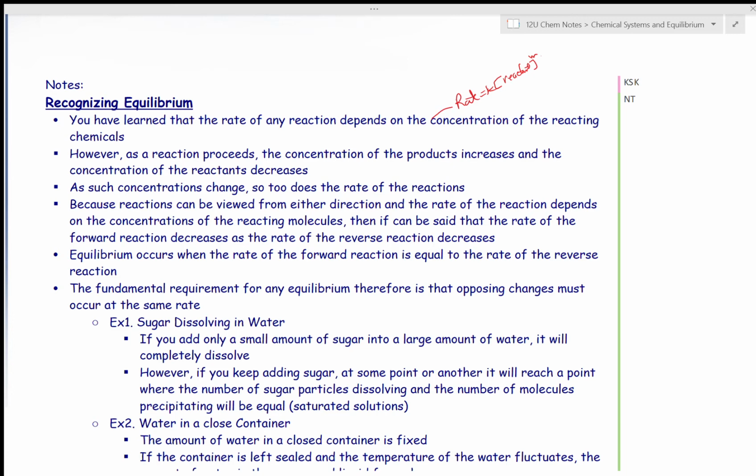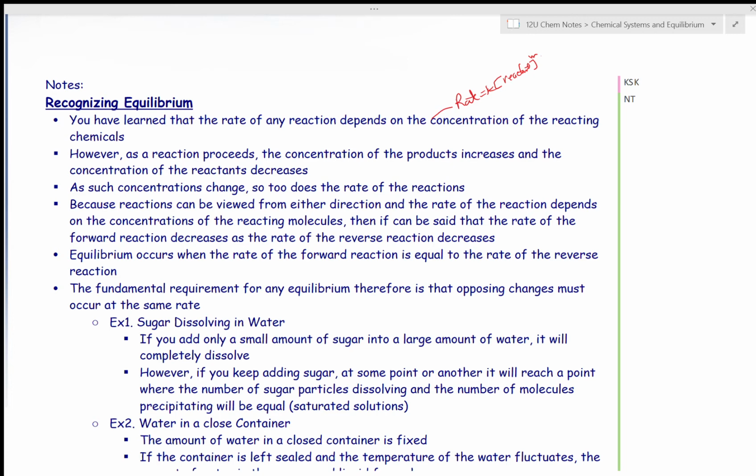So you guys have learned that the rate of any reaction depends on the concentrations of the reacting chemicals. So you guys know that the rate is equal to some constant K times the concentration of the reactants raised to some coefficient M. However, as a reaction does proceed in the forward direction, the concentration of the products increases and the concentrations of the reactants decreases. So as such, when these concentrations do change, so too do the rates.